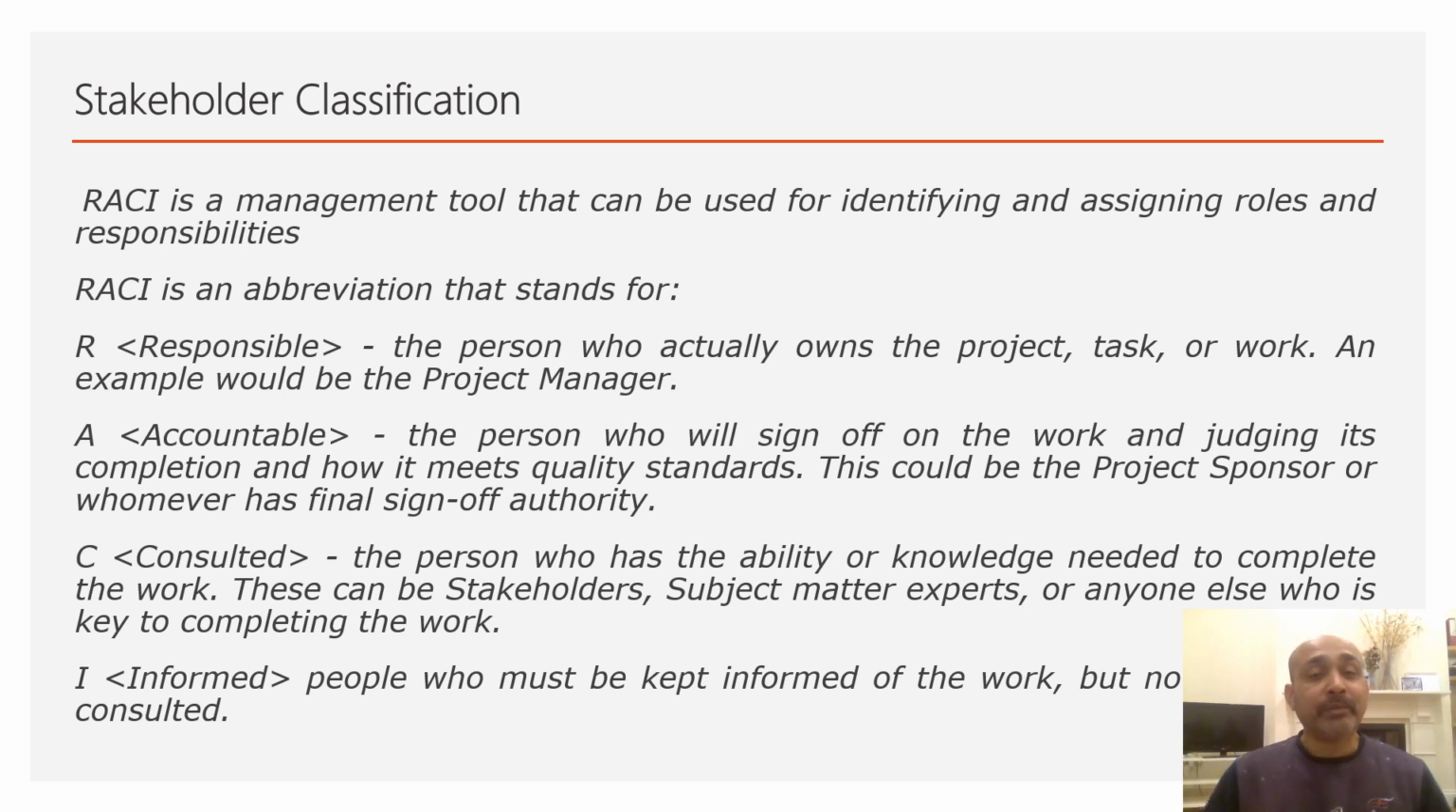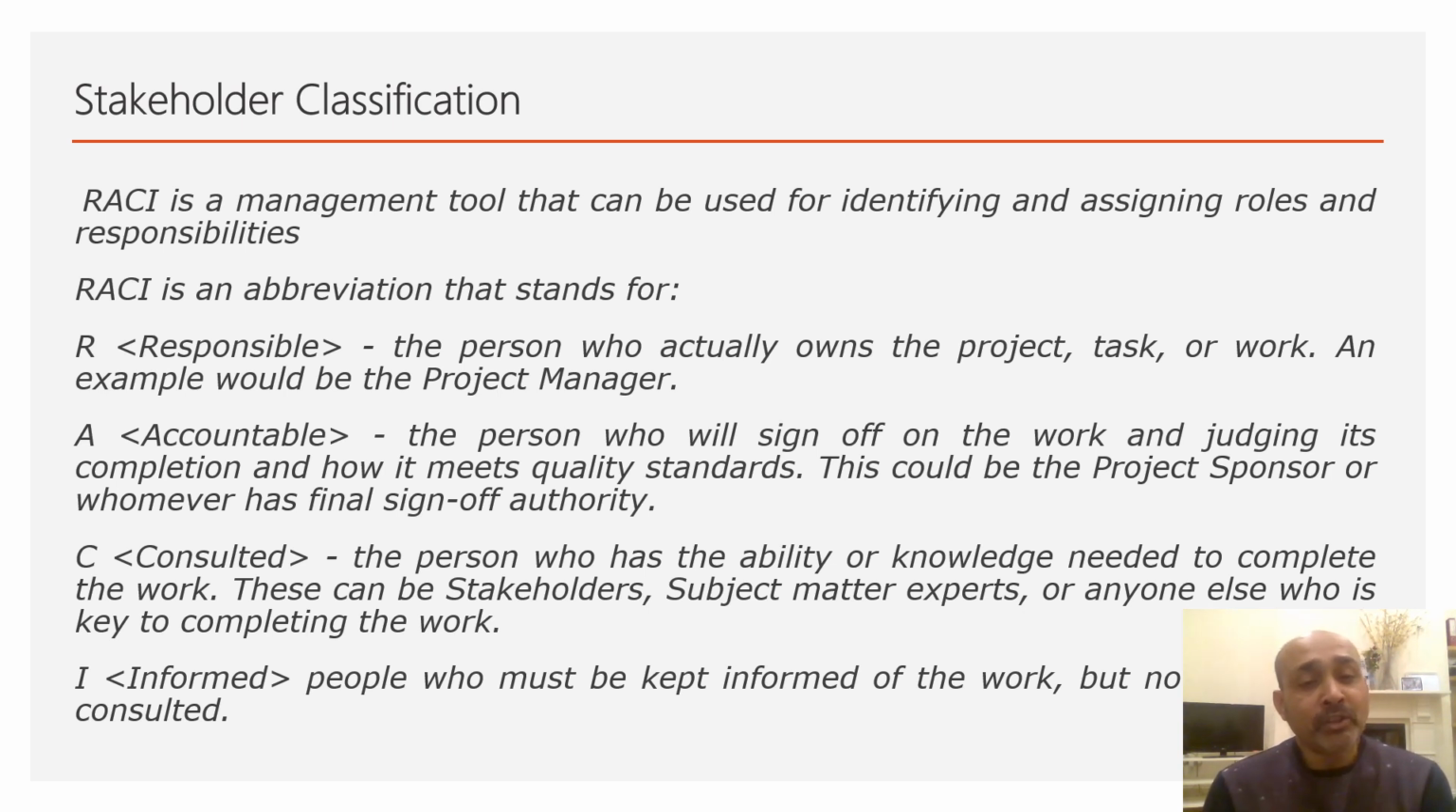Now, how do you classify this stakeholder, or maintain them? There are different ways. My way of classification is the RASI matrix, which is very good and very easy for managing the stakeholders. What is RASI? R means responsible, A is accountable, C is consulted, I is informed.